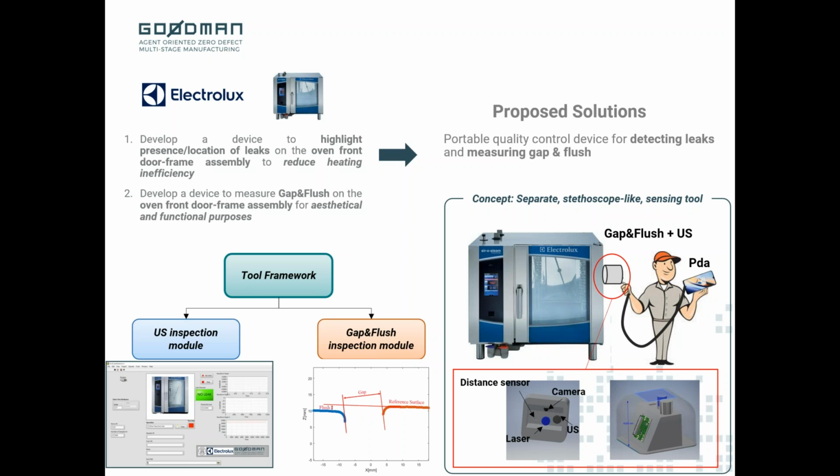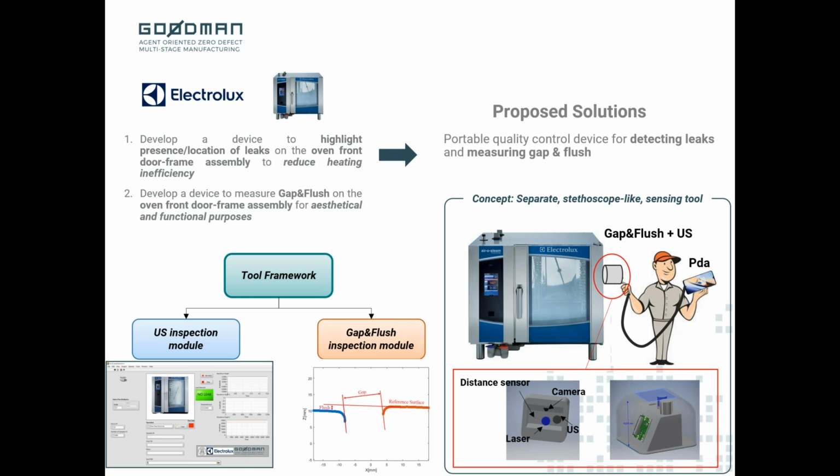In this case, we are going towards a separate stethoscope-like sensing tool. We embedded in this device an ultrasound probe, which is capable to detect leaks once you put an ultrasound emitter inside the oven cavity. So basically, by recording the ultrasound signal by the device, if the ultrasound signal is above a certain threshold, then we are sure that we have found a leak.